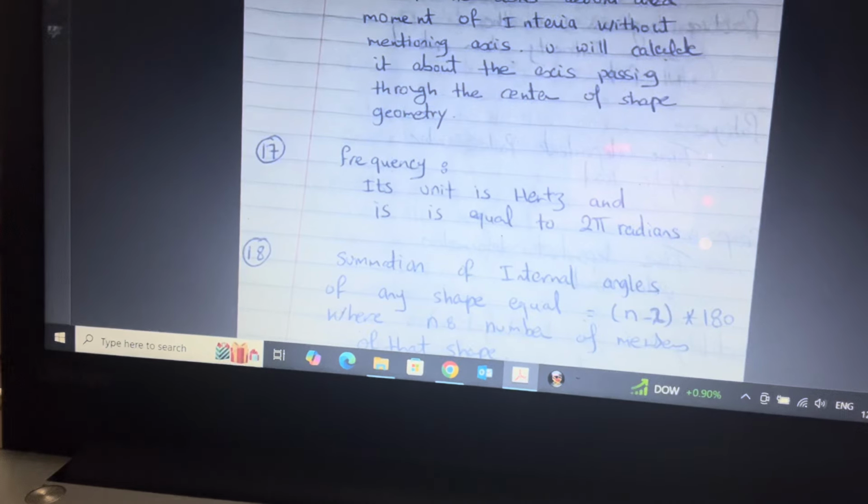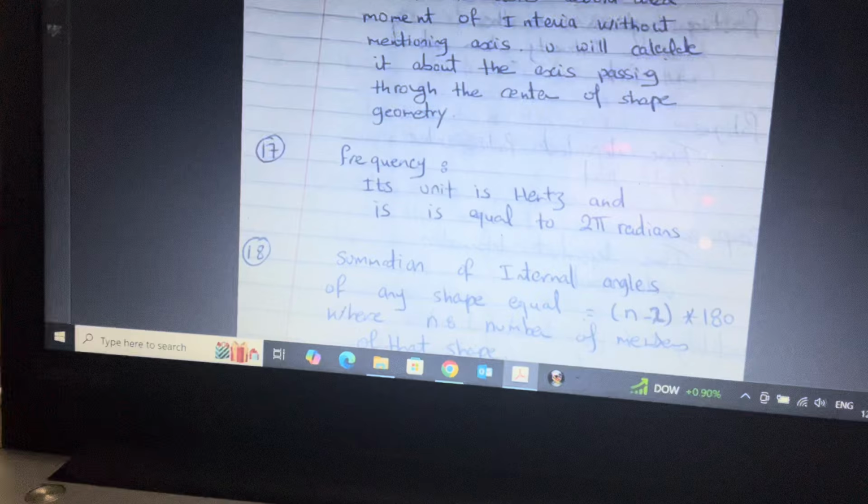Also frequency, the unit of frequency is hertz, and it's equal to 2π radians. Take a very important note that we have two types of units for angles, radians and degrees, and you need to understand how to convert between radians and degrees.